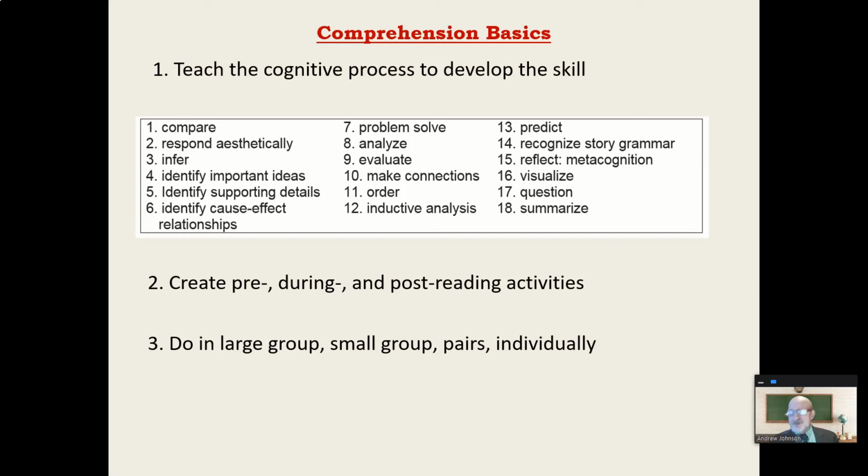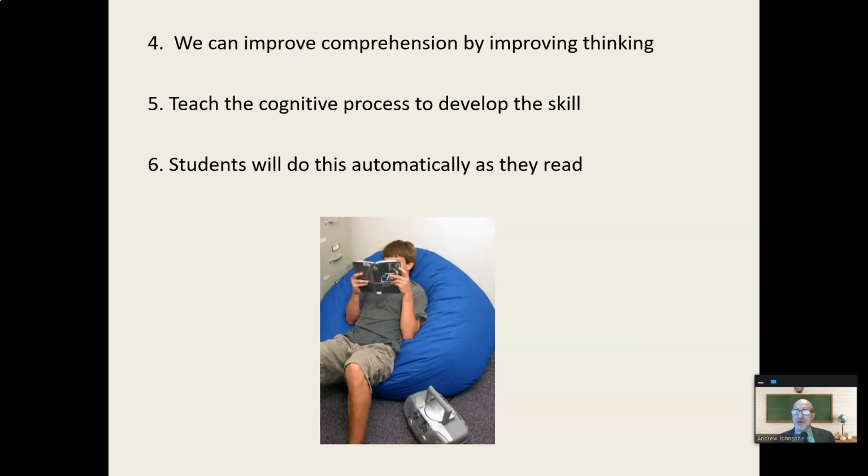Well, here are some applications of that theory. For comprehension, comprehension involves these higher level thinking processes, some or all, and we teach the cognitive processes specifically to develop the skill. Here's that thinking moving from outside to in. We teach each of these specifically so students are able to automatize it and to do it automatically. We create pre, during, and post-reading activities that involve one or more of these. We do this in large groups, small groups, pairs, and individuals, and they're eventually able to internalize and do these things automatically. We can improve students' ability to comprehend by improving thinking.